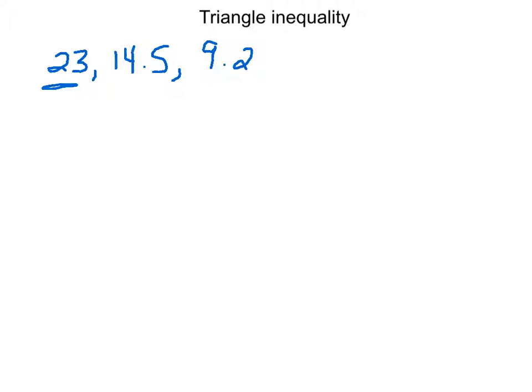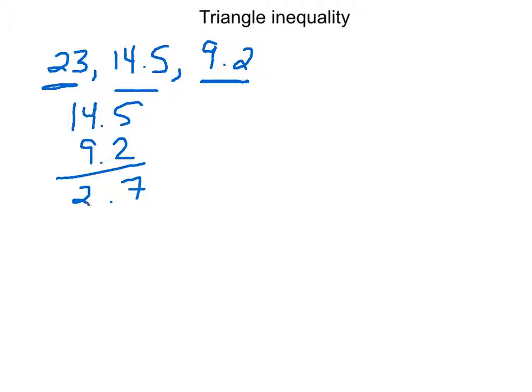What you really want to do is choose the two smaller sides, add them together, and make sure that they're bigger than 23. We'll just do it out to make sure. Remember, line up the decimal points. 5 plus 2 is 7. 4 plus 9 is 13, carry the 1, so that gives us 23.7. 23.7 is bigger than 23, so this can be a triangle. These are valid dimensions for a triangle, and that's really all you want to make sure.